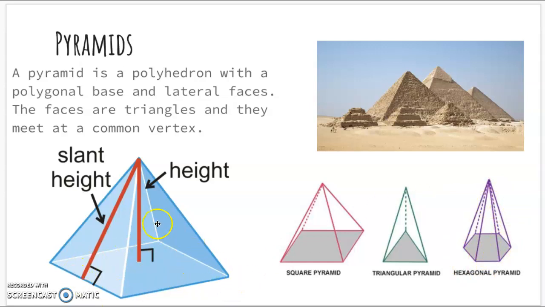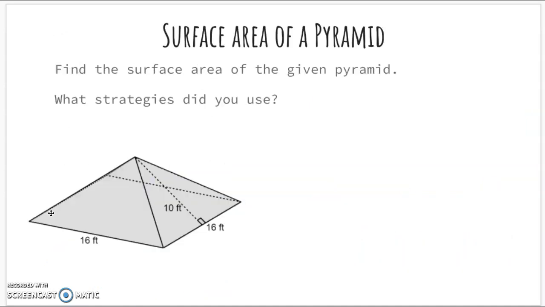Okay, we want to make sure that we're considering the difference between our slant height and the height of our pyramid, right? So the slant height here is the height of that lateral face versus the height of the pyramid is just how tall your pyramid is, right? And that's an important difference because we're going to need to think about those differences for surface area compared to volume, okay?